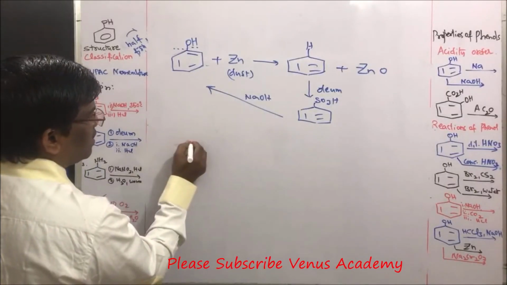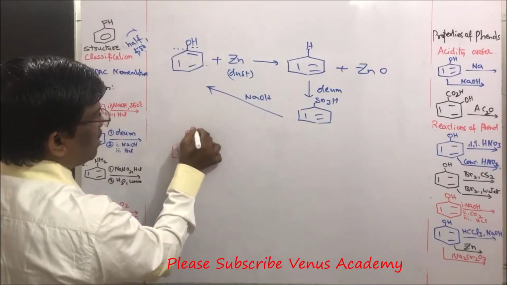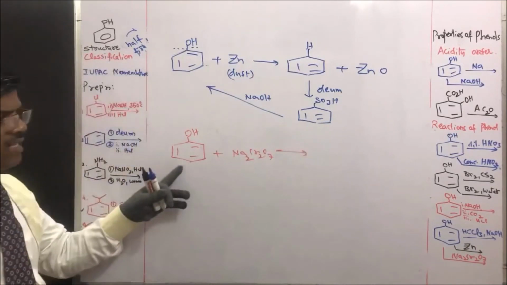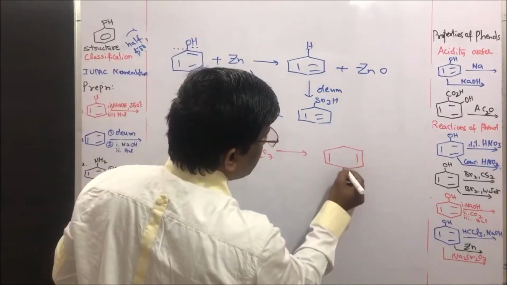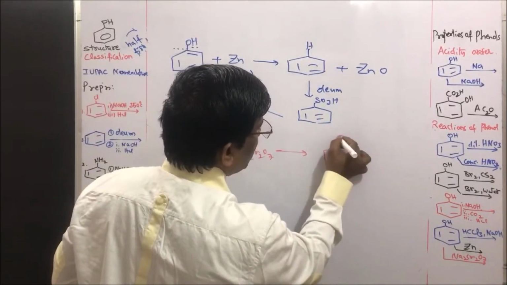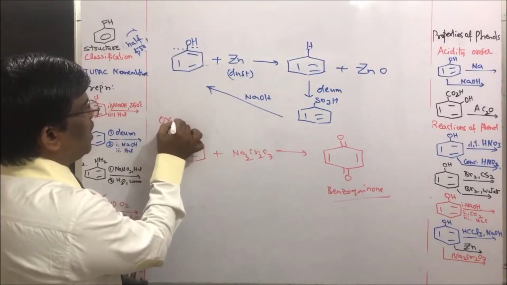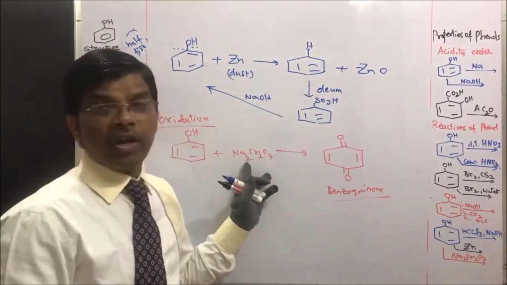Sodium dichromate, Na2Cr2O7, is going to oxidize phenol to this benzoquinone. Yes, students. So this is how oxidation of phenol can be done using sodium dichromate.